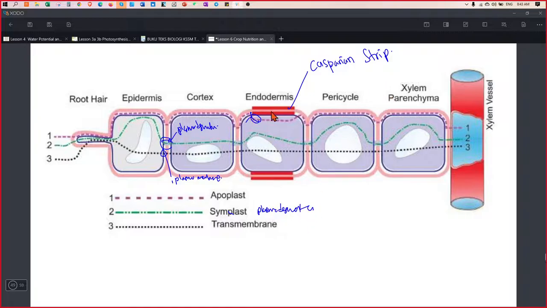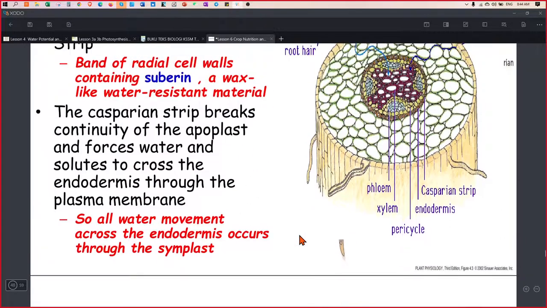If suddenly one of these cells does not have plasmodesmata, it is forced to use the transmembrane or apoplastic pathway.